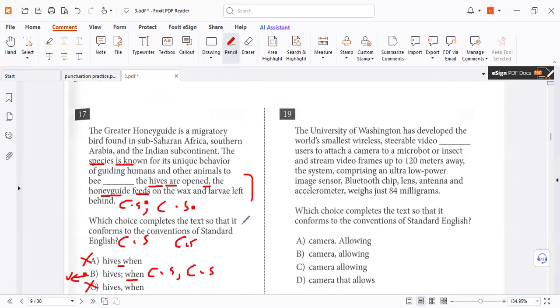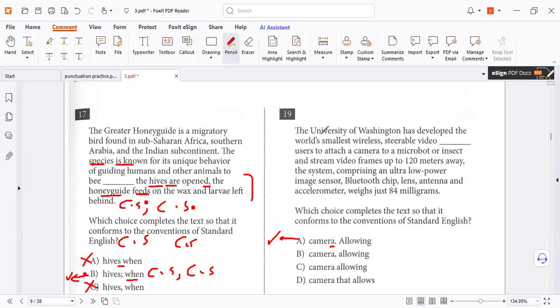19. Okay, 19 is letter B. 19B. No, my friend. Always follow the rules. When you find the full stop, before it must be a sentence, not a fragment. Is it a sentence? We need to go and check.